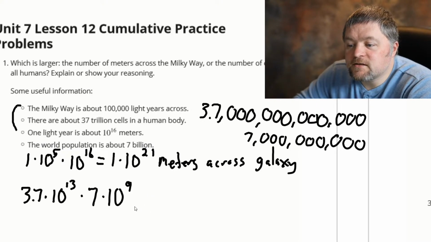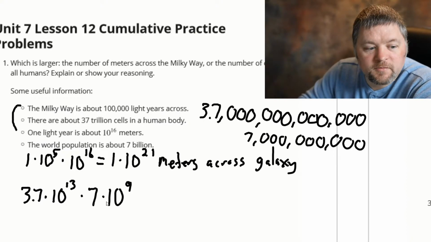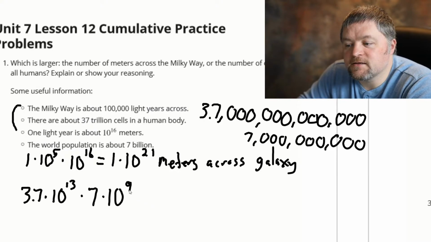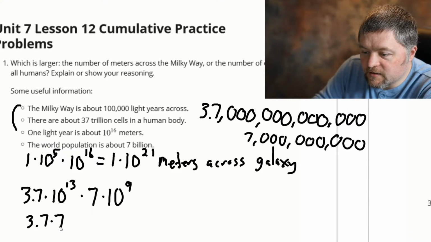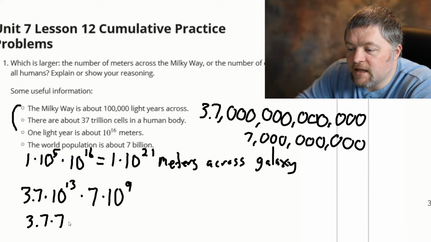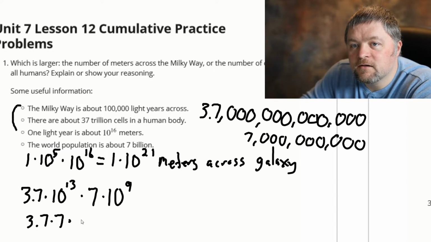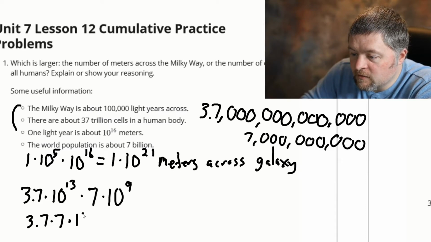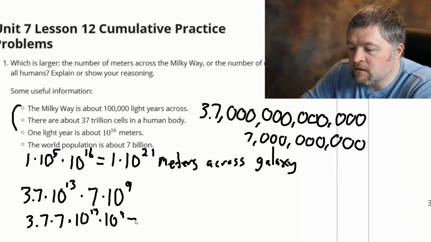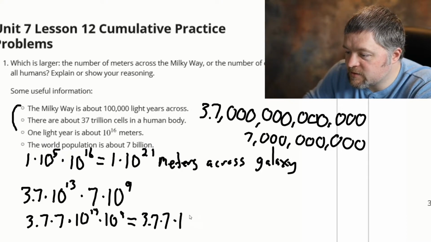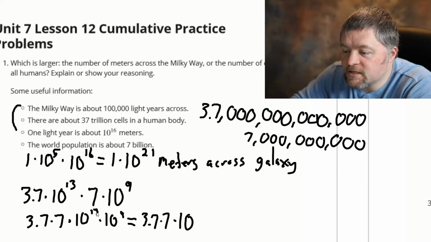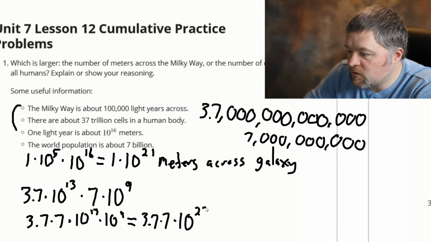So, thanks to the commutative property of multiplication, these are all being multiplied. We can rearrange this a little bit to make things easier for us. So we can now have 3.7 times 7. Those are just numbers we're multiplying, and then multiply our tens, 10 to the power of 13 times 10 to the power of 9. So that will be 3.7 times 7, I'm just leaving that for now, times 10 to the power of, multiplying so we add exponents, 13 plus 9 is 22.